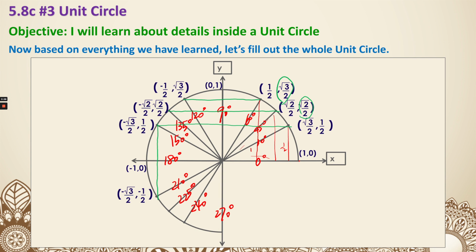And then 225 and 135 are related. So that means both x and y will be negative. So it's going to be negative square root of 2 over 2 and negative square root of 2 over 2.